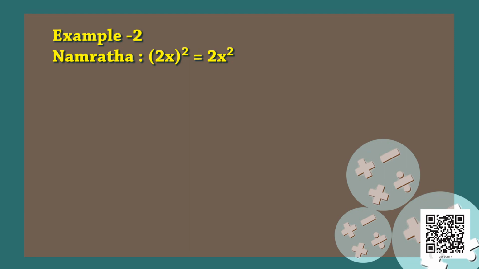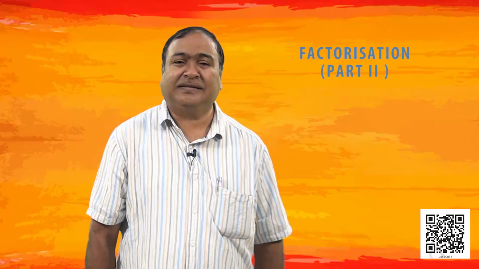Second one, Namrata: 2x whole square is equal to 2x square. Salma: 2x whole square is equal to 4x square. Who is correct here? Yes, again Salma is correct, because when we take 2x whole square means both variable and constant we have to multiply. Therefore, 2x whole square means 2x times 2x, that is actually equal to 4x square.